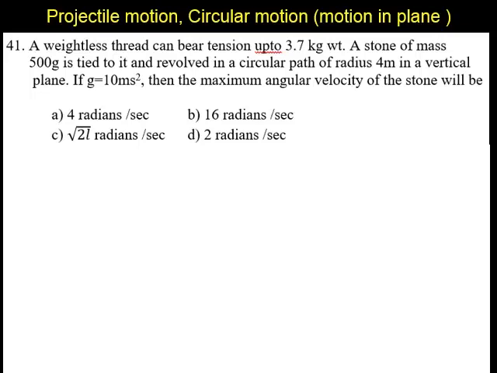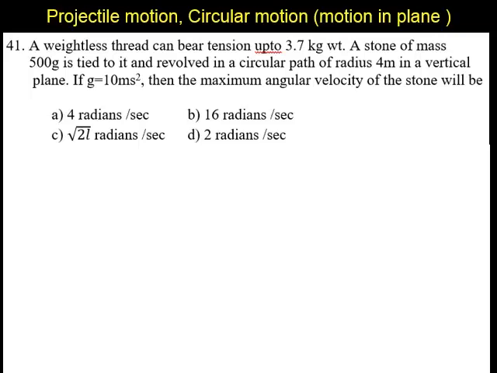A weightless thread can bear a tension up to 3.7 kg weight. So this is the maximum tension a string can withstand. A stone of mass 500 gram is tied to it and revolved in a circular path of radius 4 meter in a vertical plane. So this is a problem in the vertical motion of a particle. If g is 10 meters per second squared, then the maximum angular velocity of the stone will be. So they are asking for the maximum angular velocity.